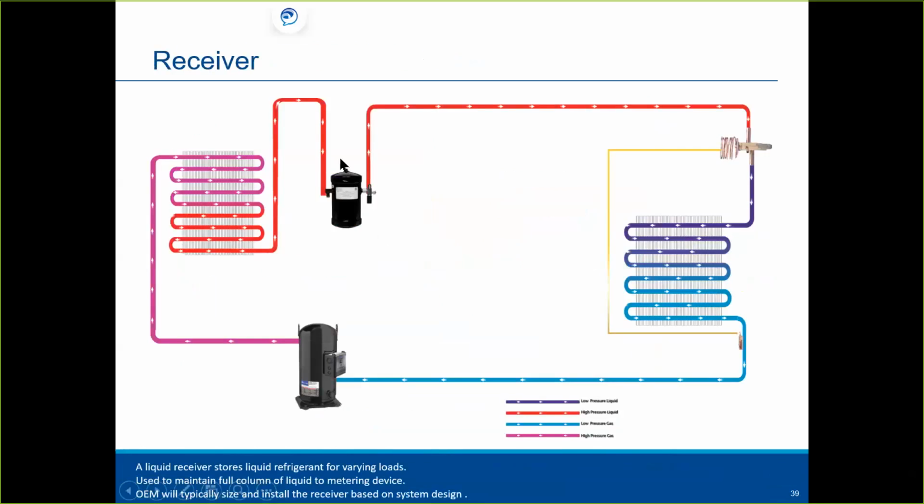The receiver, quite simply put, is nothing more than a storage vessel, okay? In low load conditions, this might have quite a bit of refrigerant inside of it. On high load conditions, you might have all of it out in the system. It's just a place to store any extra refrigerant that you're not using at the time, okay? A liquid receiver stores liquid refrigerant from varying loads. It's used to maintain a full column of liquid to the metering device, and OEMs will typically size and install the receiver based on the system design.